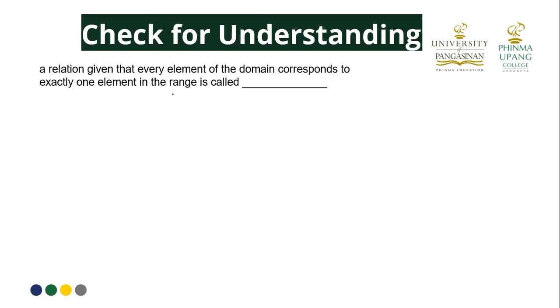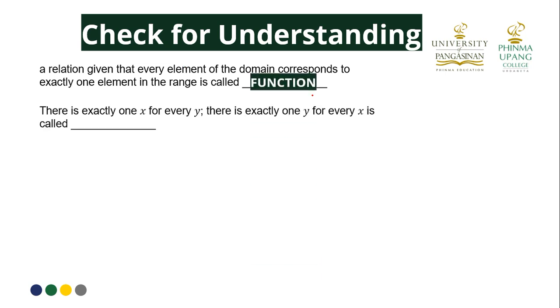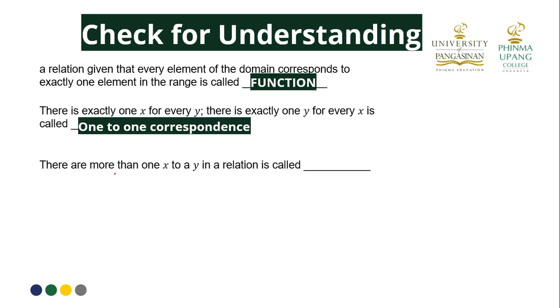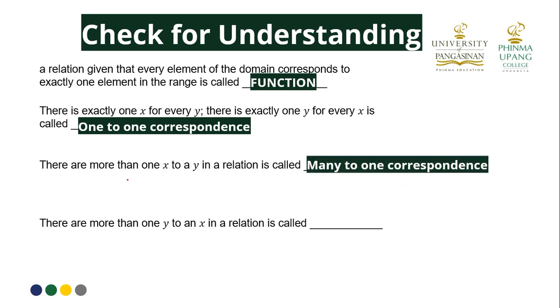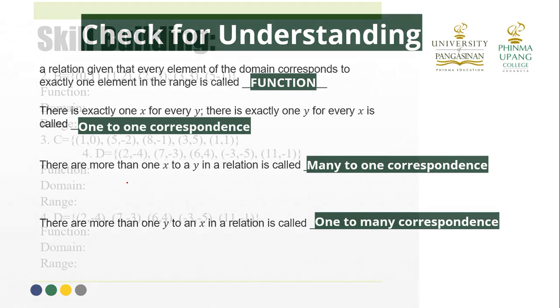A relation in which every element of the domain corresponds to exactly one element in the range is called a function. So what correspondence is this? There is exactly one x to one y. Okay, 1 to 1. How about this? There is more than one x to a single y: many to 1. The last one is 1 to many correspondence. Okay, thank you so much.